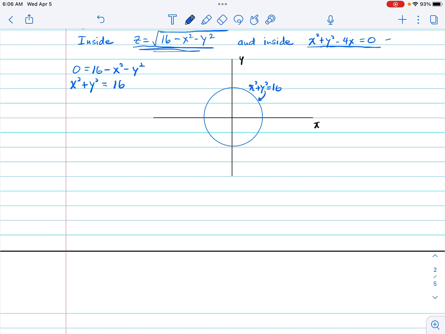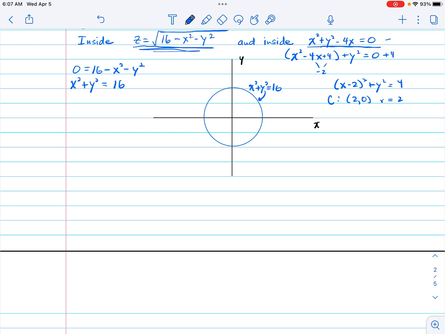So on the xy plane, what we've got is x squared minus 4x plus y squared equals 0. So what I want to do is see if I can figure out what the center of this thing is. When I'm talking about a circle, I need the center and the radius. So this is going to complete the square. I had a 4 there, 4 over here. And what I get is (x minus 2) squared plus y squared equals 4. And that tells me that the center is (2, 0) and the radius is 2.